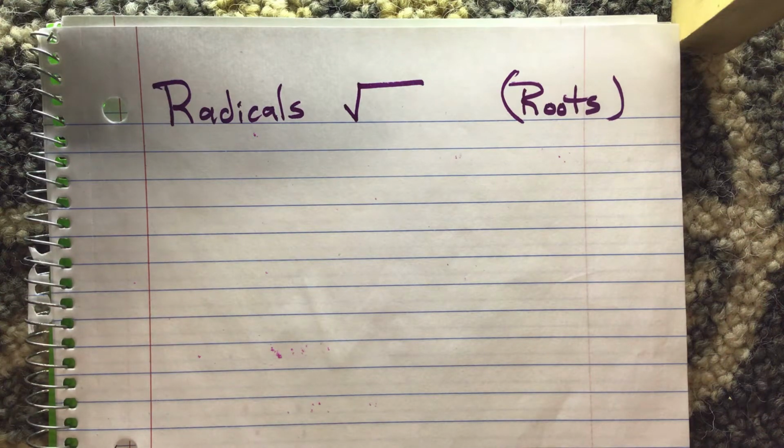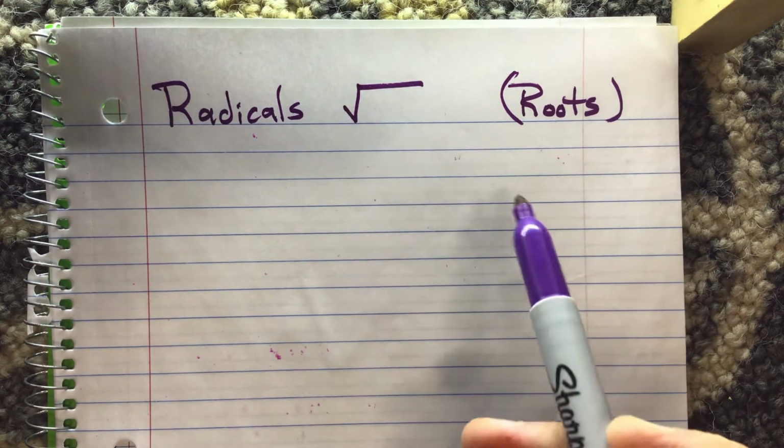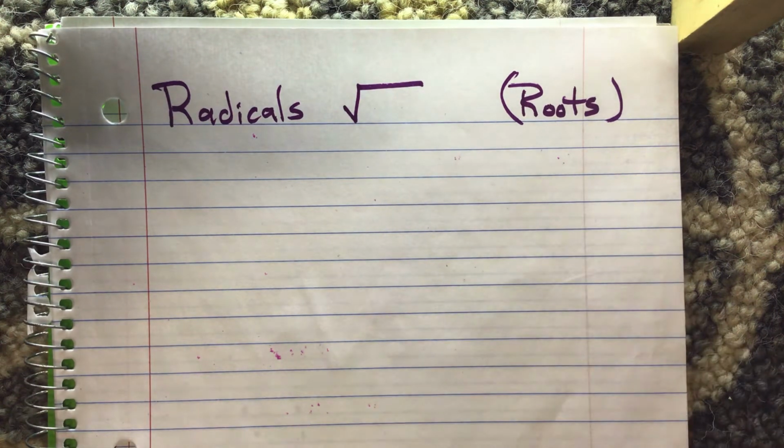This video is about radicals. This is the symbol. This is called a radical symbol. Some people know it as roots, square roots, cubed roots, stuff like that. So that's what I'm talking about here.